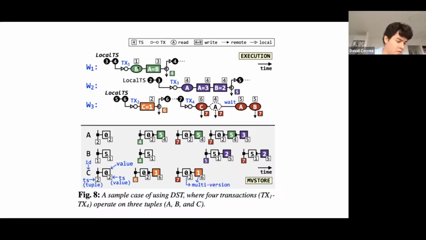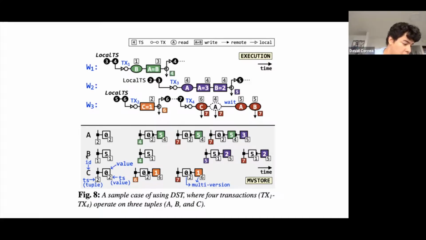So similarly here, this is the same diagram. Transaction 1 again commits before transaction 3. Transaction 1 reads tuple B before transaction 3 writes it over here. And then using DST, transaction 1 reads an old value. So in this case, B has a value of 5.